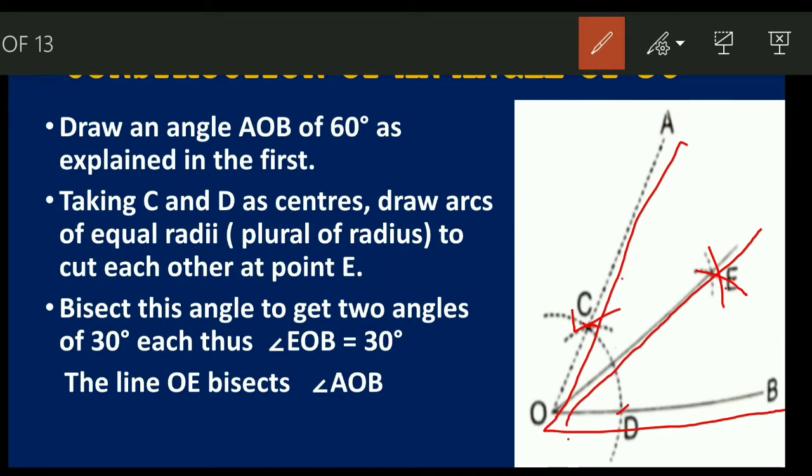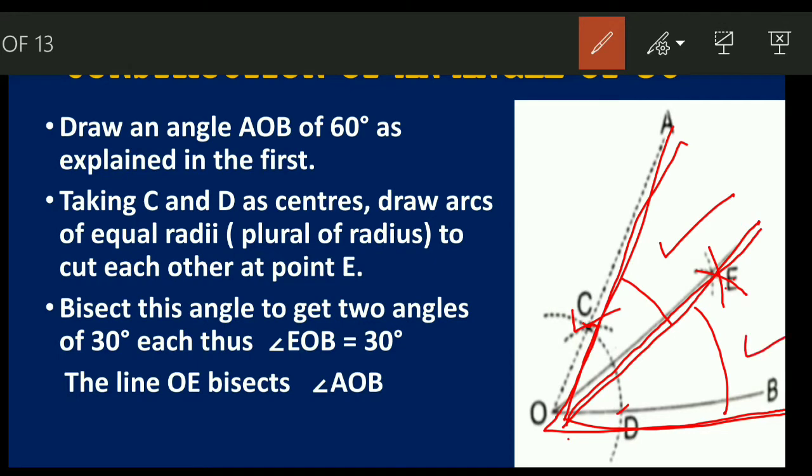Now this angle is equal to this angle. That means this is 60 degree and this is the bisector. Bisector means cutting the angle into two equal halves. That means half, that means 30 degree. This is 30 degree and this is 30 degree.